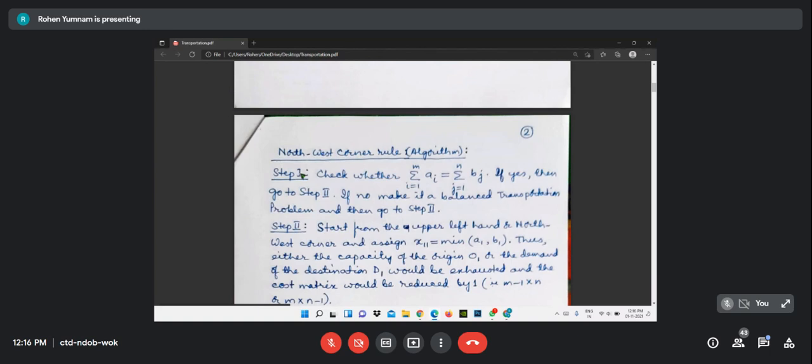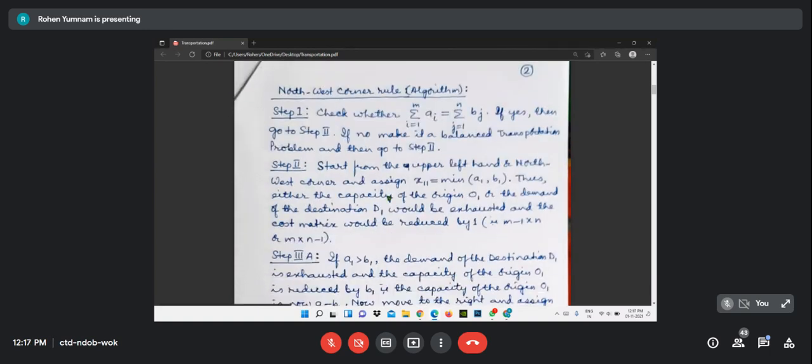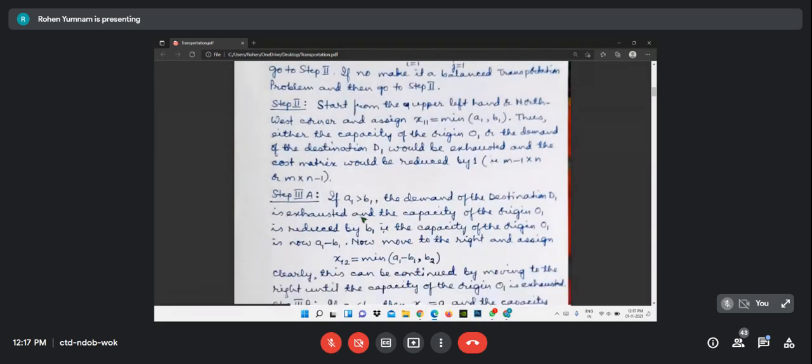See, step 1. Let us read together. Check whether summation Ai and summation Bj are equal. As I had already told you, if it is equal, that is called balanced transportation. If it is not equal, the first thing is to make it equal, and after that we will start the calculation. If yes, then go to step 2. If no, make it a balanced transportation problem and go to step 2.